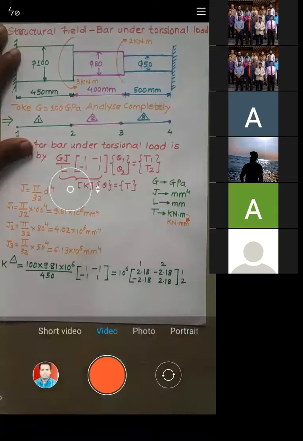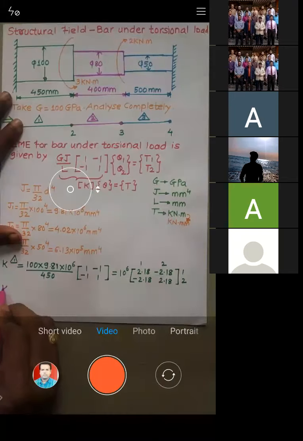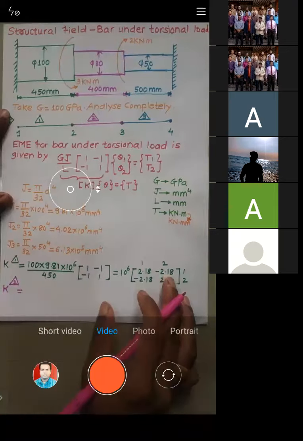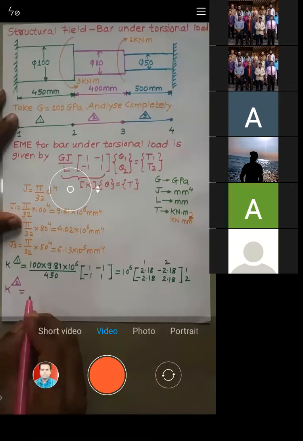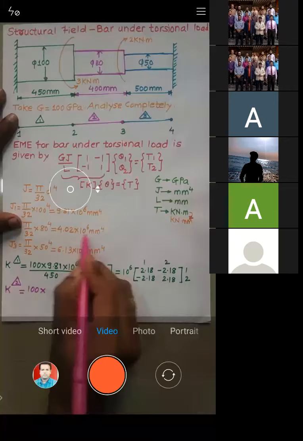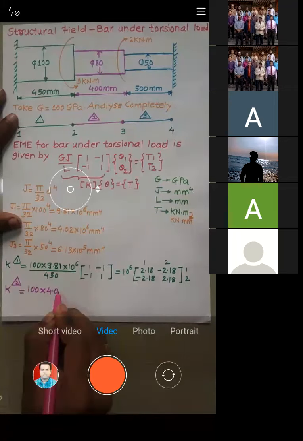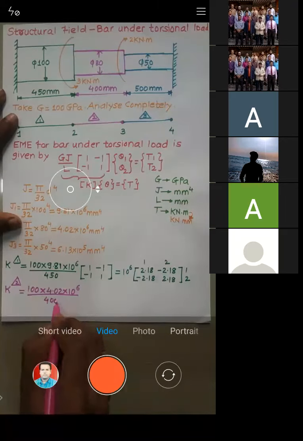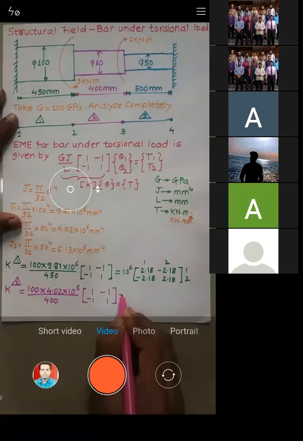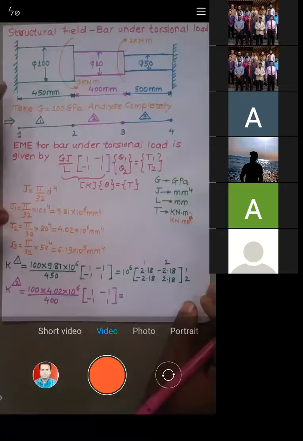Next, go for the calculation of the element stiffness matrix of element number 2. How will we do that? G is the same for the entire problem, that is 100, into J of element number 2, which is 4.02 into 10 raised to power 6, upon the length of element number 2, that is 400, into 1, minus 1, minus 1, 1. Just check how much we get.